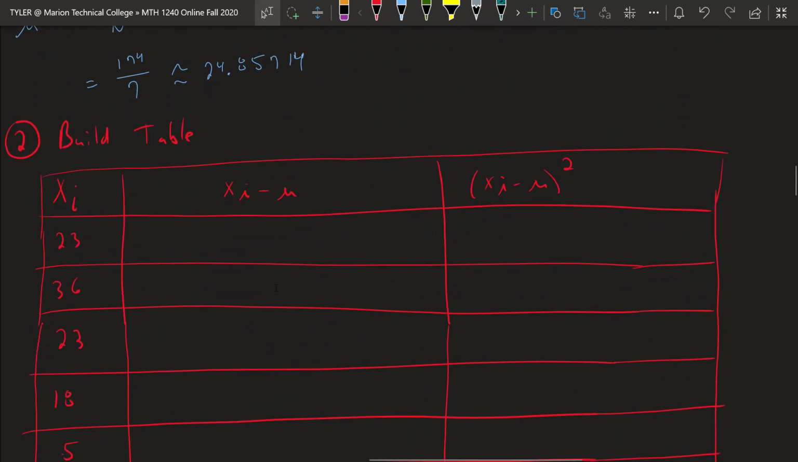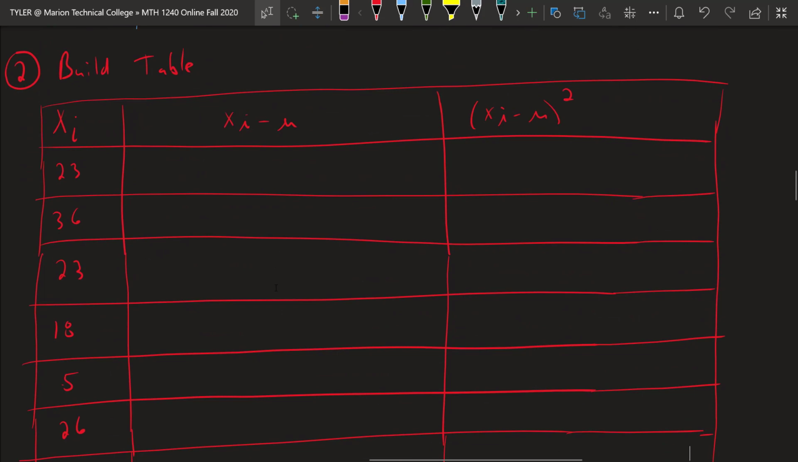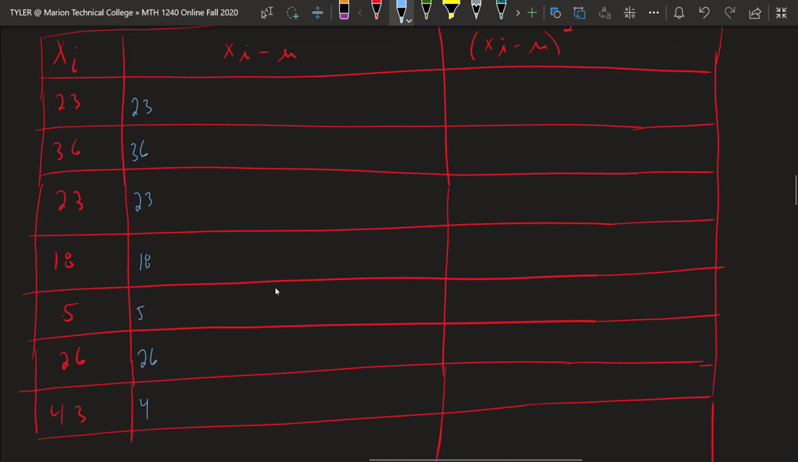All right, so now what we're going to do is just take each data value and subtract it from the mean, right? So I can just fill in my data values here, the x sub i's, and then you're going to do minus the mean. So the mean we found to be 24.85714. Right, so you just write that down all through.